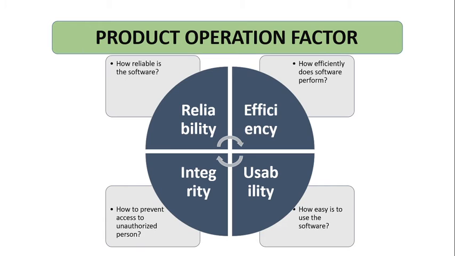In the product operations factors, the reliability requirements deal with how reliable the software is. In reliability, the maximum allowed software system failure rate can refer to the entire system or one or more of its separate functions. For example, one requirement of a new software system to be installed in the main branch of Axis Bank, which operates 120 branches, is that it will not fail on average more than 10 minutes per month during the bank's office hours.